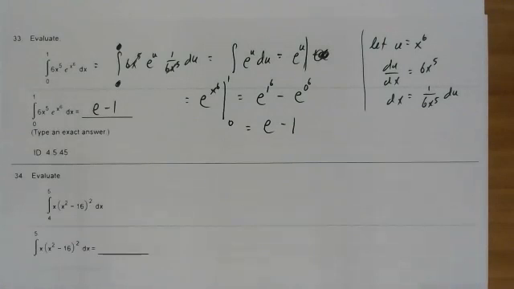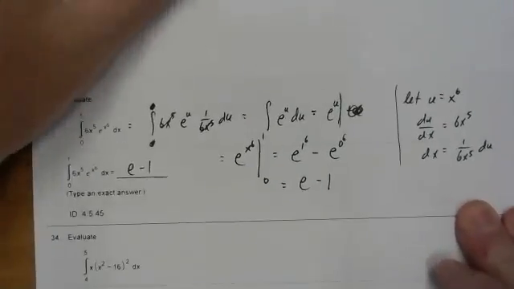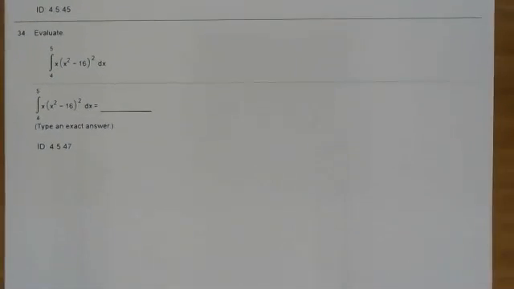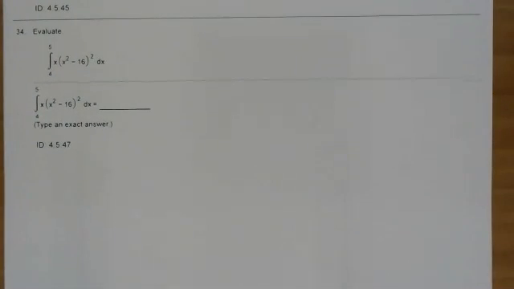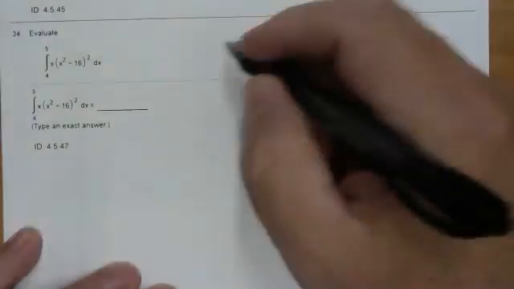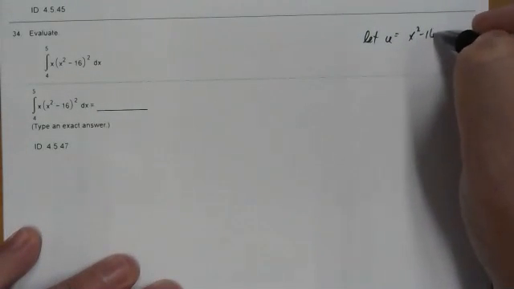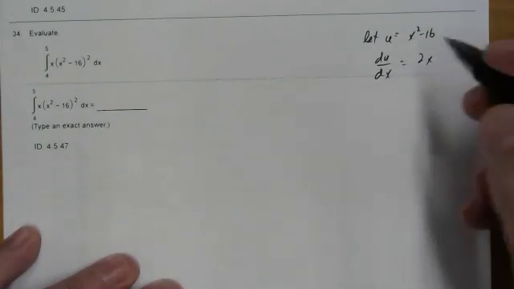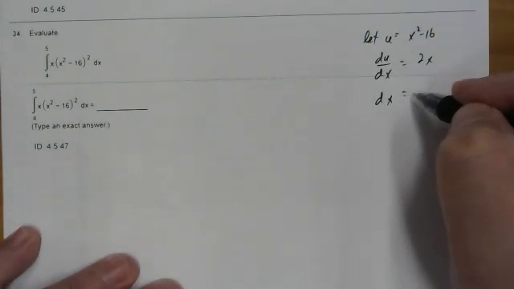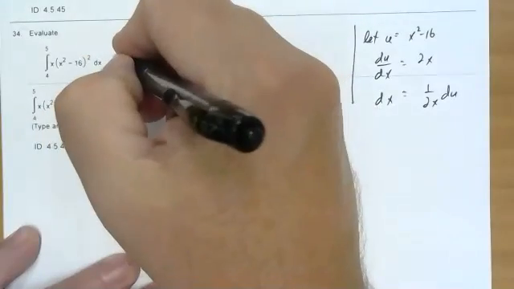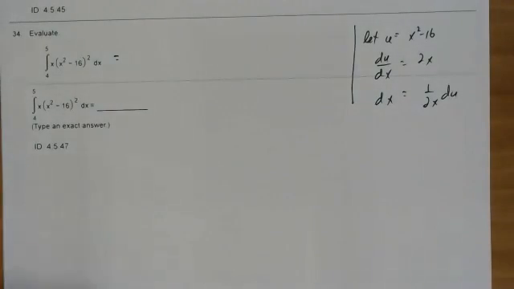And the last problem, another integration by substitution. Once again, usually let u equal what's in parentheses, du dx, 2x, solve for dx, 1 over 2x du. Try and substitute, switch from x's to u's.